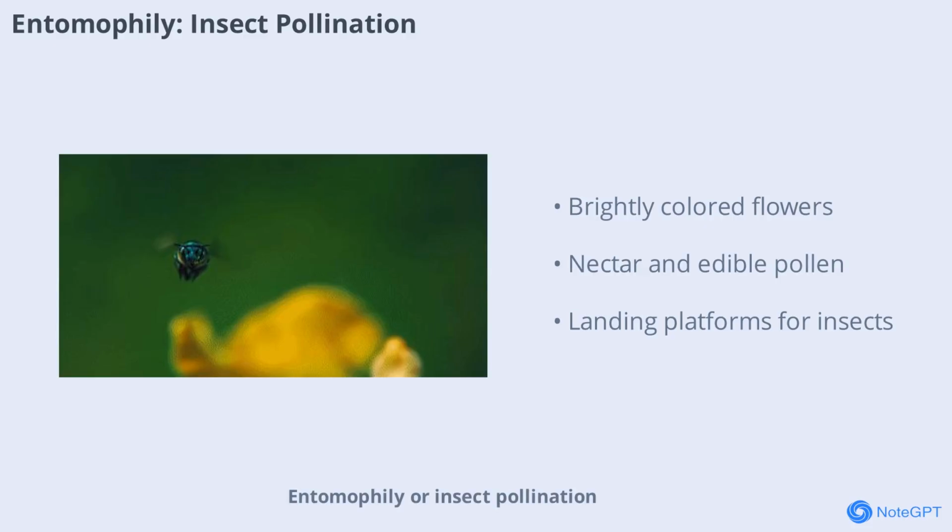Entomophily, or insect pollination, is the most widespread form of biotic pollination. Flowers attract insects like bees, butterflies, and moths with bright colors, pleasant or even foul odors, and edible pollen or nectar. Some flowers provide landing platforms and nectar guides to help insects find their rewards. In return, insects transfer pollen as they move from flower to flower, ensuring successful fertilization.